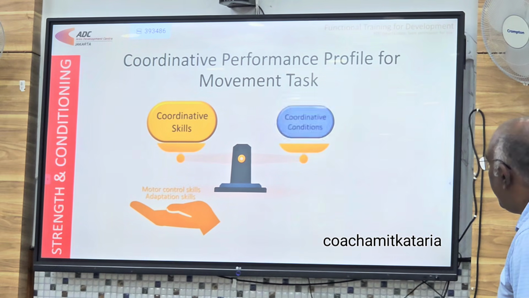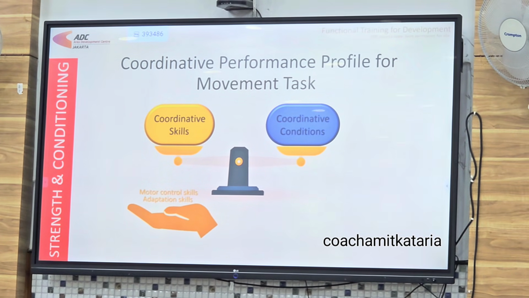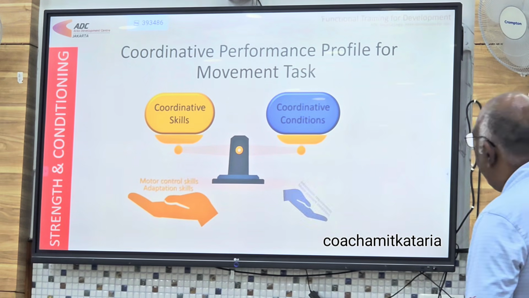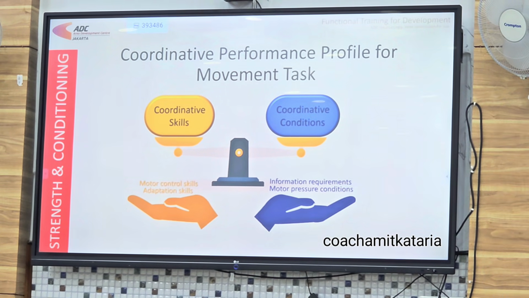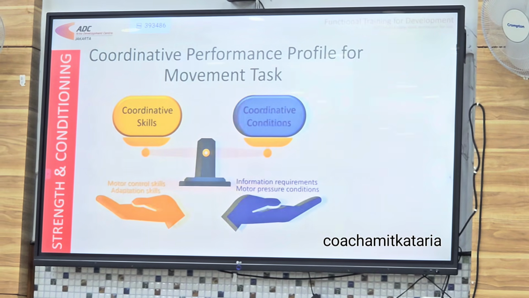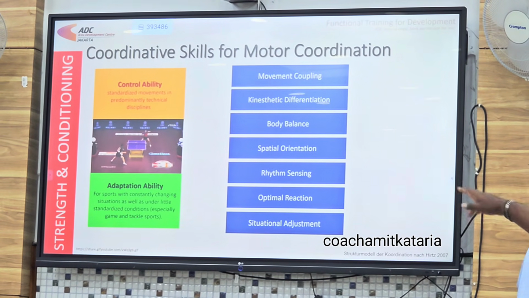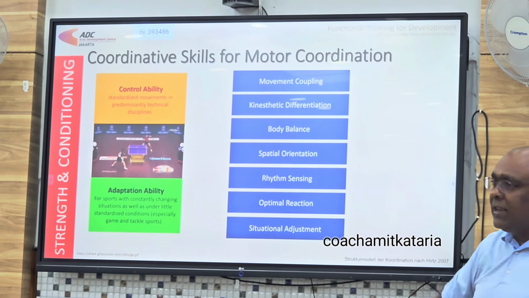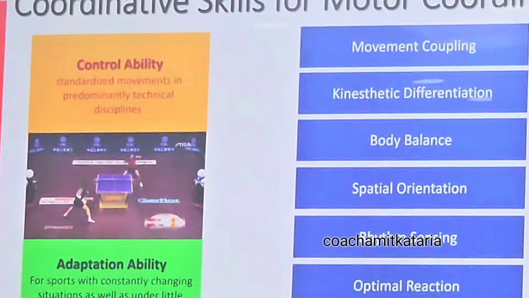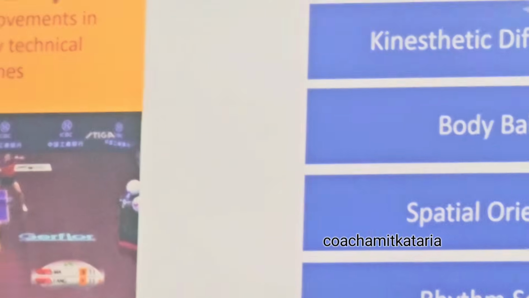Then we need to find the conditions to apply them. Okay, why? Because you're looking for information requirement for motor pressure conditions. So first, let me touch on the skills. Unfortunately, the video doesn't play, but it's a table tennis game. So for open skills, closed skills, there is movement coupling, we talked about it.